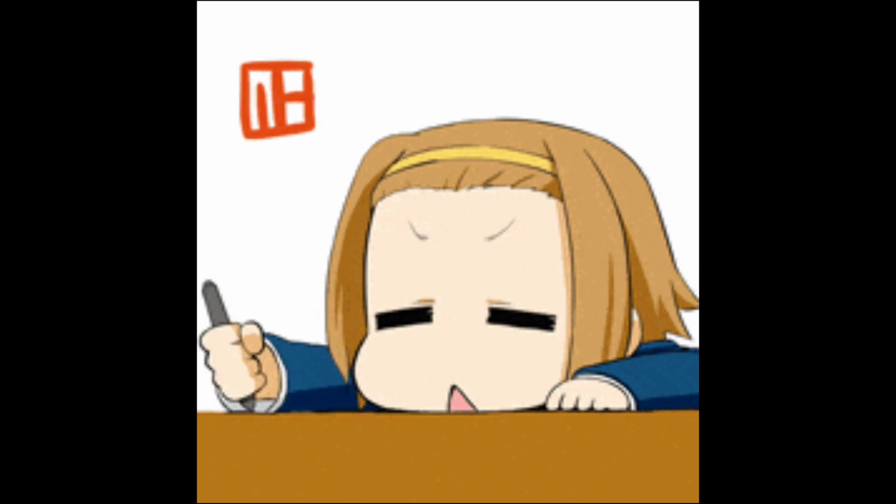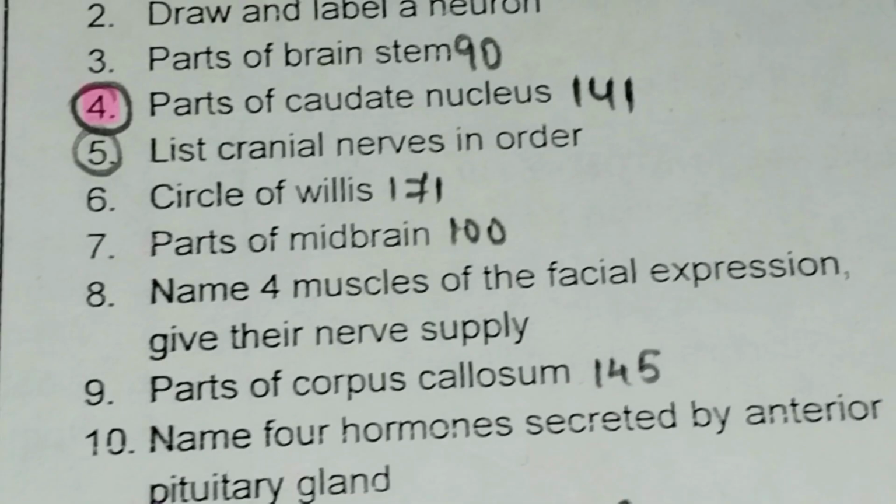Second one, draw and label a neuron. Third one, parts of brainstem. Fourth one, parts of caudate nucleus. Fifth one, list cranial nerves in order. Sixth one, circle of Willis. Seventh one, parts of midbrain. Eighth one, name 4 muscles of facial expression and give their nerve supply.